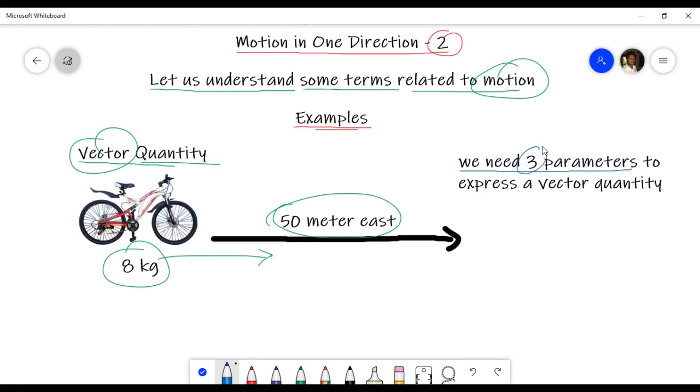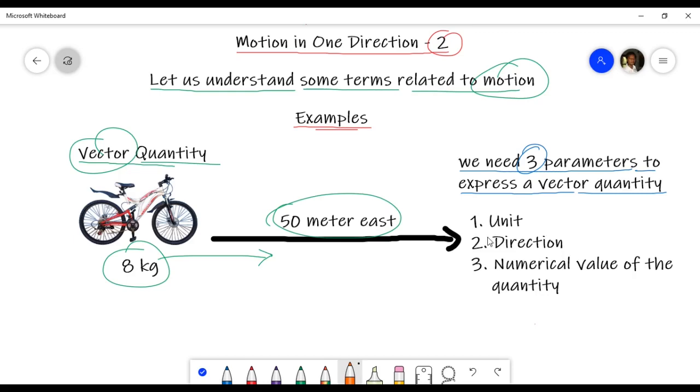In a vector quantity, we need three parameters to express it, unlike a scalar quantity, where we need two. The first parameter is the unit, which in this case can be kilogram or meter. The second parameter is direction: which side you have to move the cycle, eastward. And the third parameter is the numerical value of the quantity, here 8 kilogram.